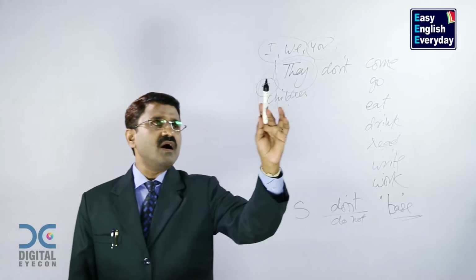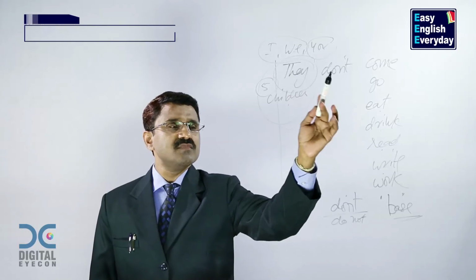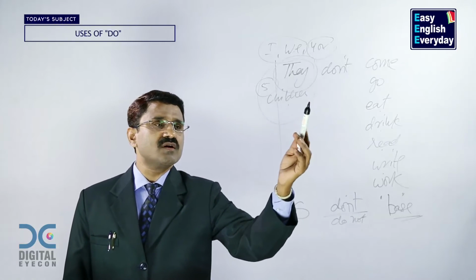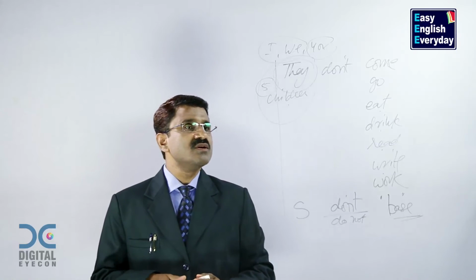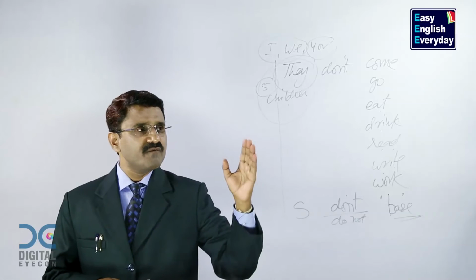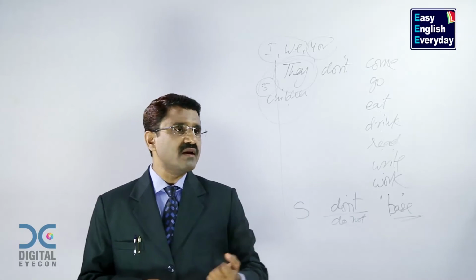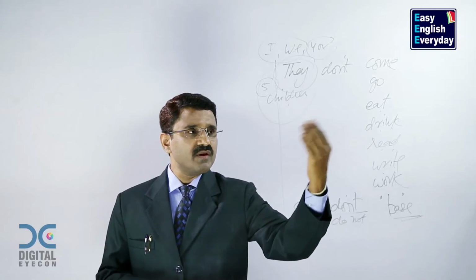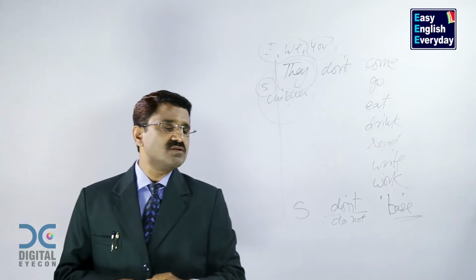Now repeat. I do not come, we do not come, you do not come, they do not come, children do not come. I don't go, we don't go, you don't go, children don't go, they don't go. I do not eat, we don't eat, they don't eat, you don't eat, children don't eat. We don't drink, you don't drink, I don't drink, they don't drink, children don't drink.